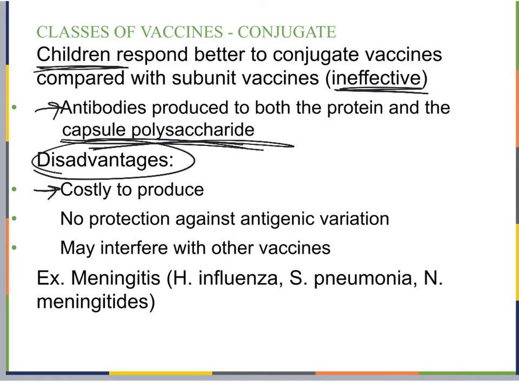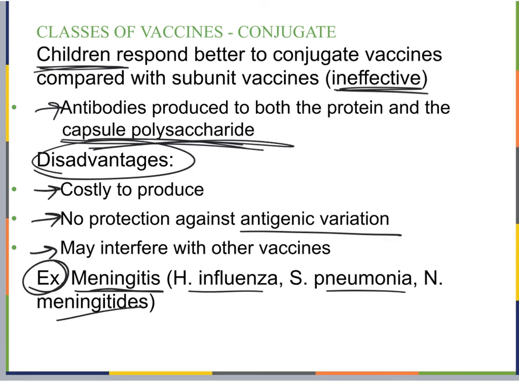Disadvantages, they're costly to produce. It takes a lot of work to go in and create this conjugate, to create the protein to attach to the polysaccharide capsule, which when we're talking about polysaccharide, that's many sugars, that's easily dissolvable, so it's difficult to maintain that capsule and then get it to attach to a protein. There is no protection against antigenic variation, which we know from previous things. We can't account for any changes. It may interfere with other vaccines is a disadvantage. When it's given, it may cause some problems with some other vaccines. And then an example in this case would be meningitis from any of these pathogens here.